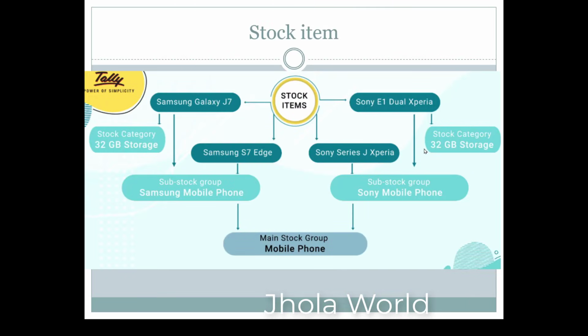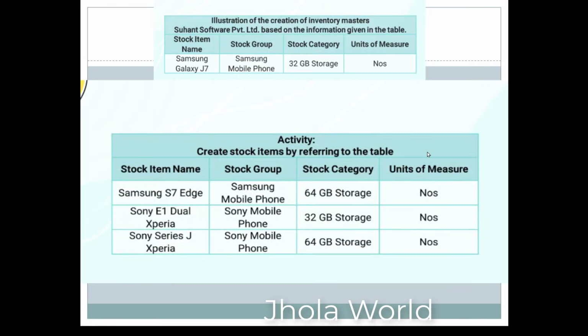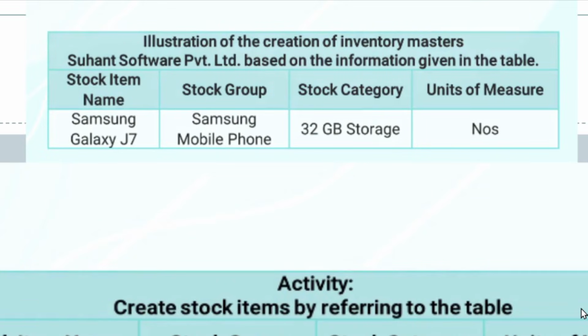So the first item we have to create is Samsung Galaxy J7 under Samsung mobile phone, 32 GB storage, and the unit of measurement is numbers. Yeah, we have not created the unit of measurement. We are supposed to create that first. Without a unit of measurement, your invoice will never have a quantity column, because you never said on what basis you are selling it. So Tally will also say, I don't know. So you have to create this unit of measurement. Let me create that first.